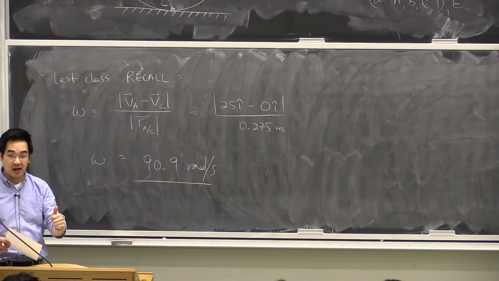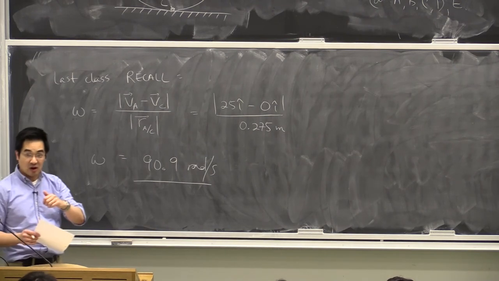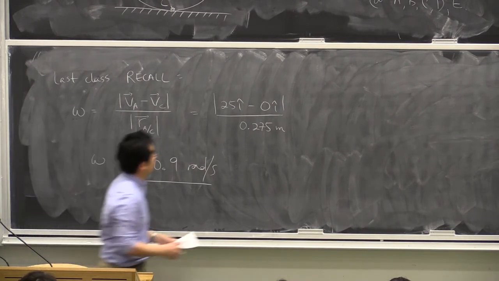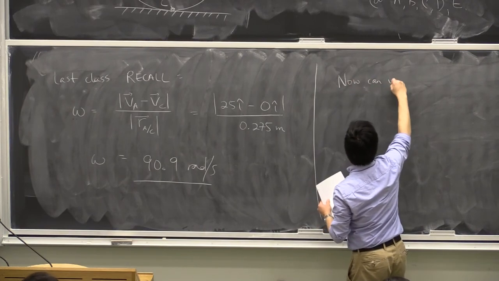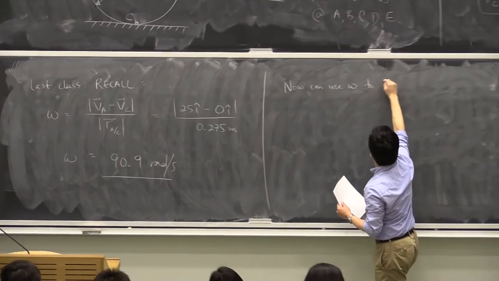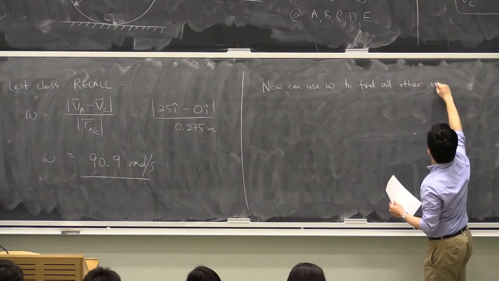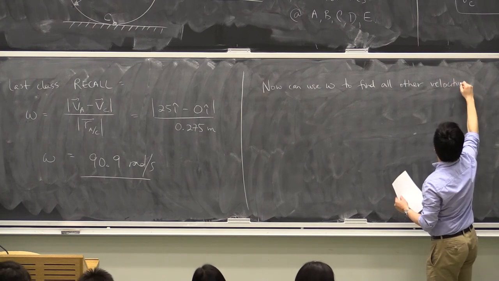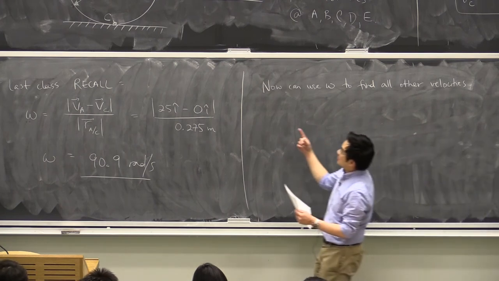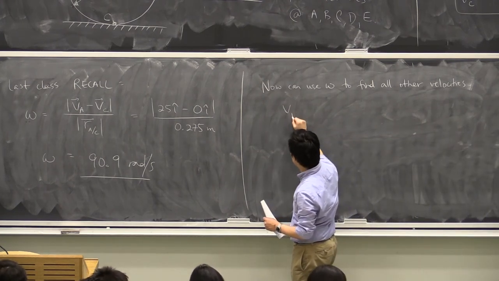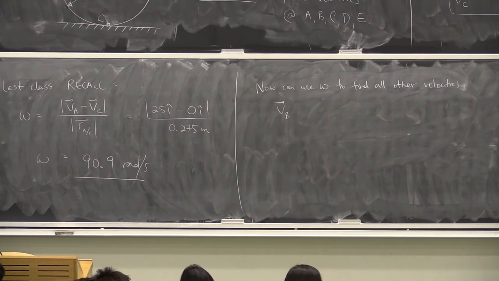So just with that alone, I figured out omega and what happens after omega. As soon as you know omega, now all I need to do is figure out omega times r for any other position on the wheel. So now I can use omega to find all other velocities. Okay, and I'll start with the easiest one first. Easiest one now, out of the remaining three, is actually VB because it's right above A and C, right at the top of the wheel.